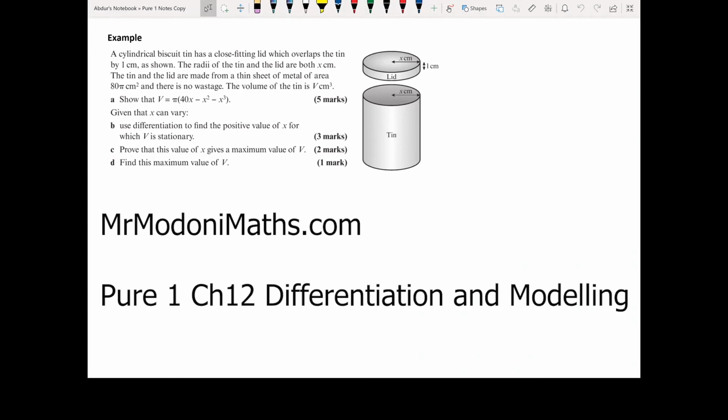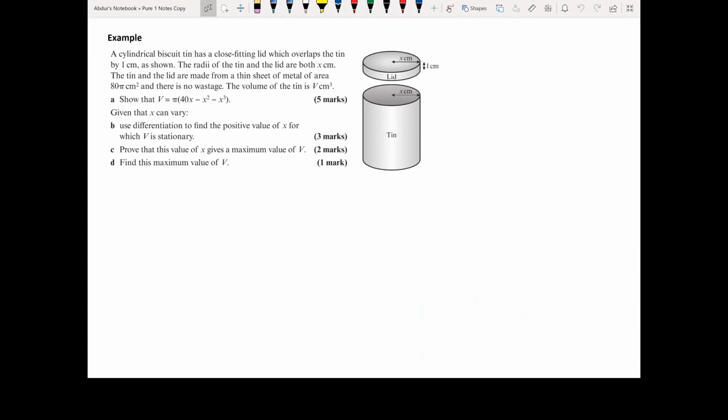Here we have a modeling question involving differentiation. These are quite common and very standard in the approach that you take to solve these questions.